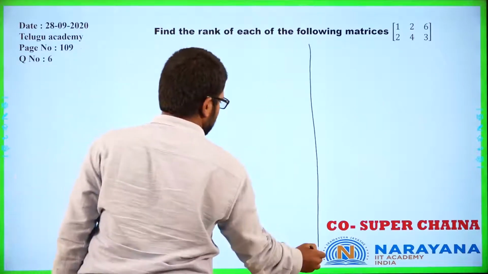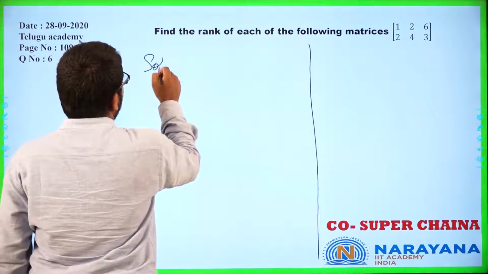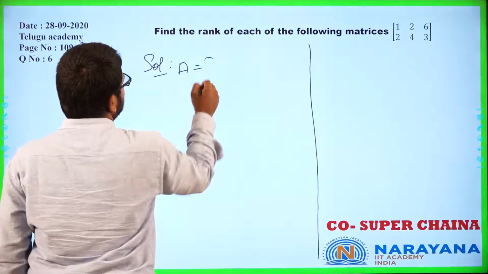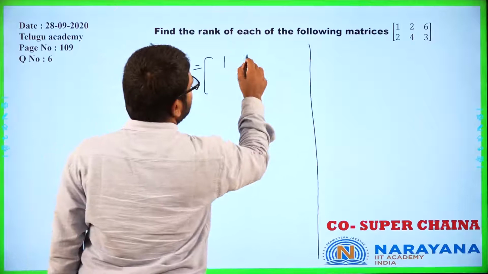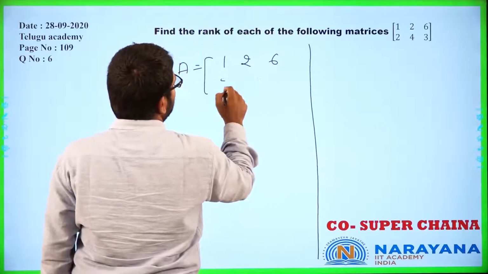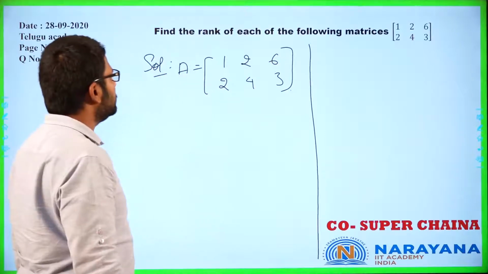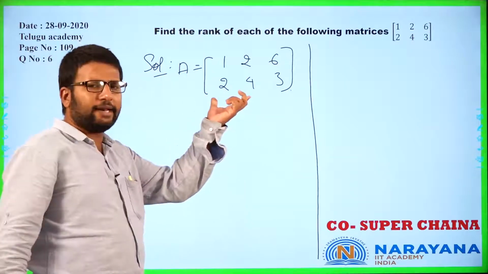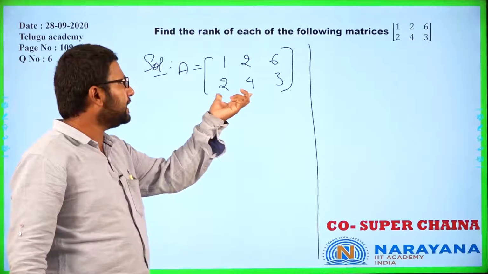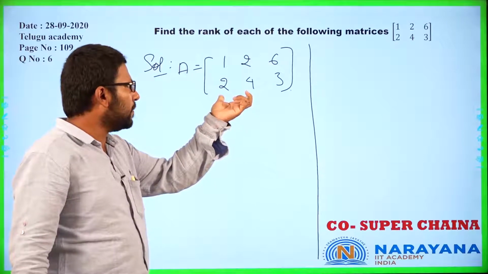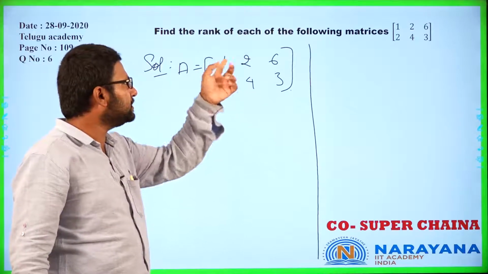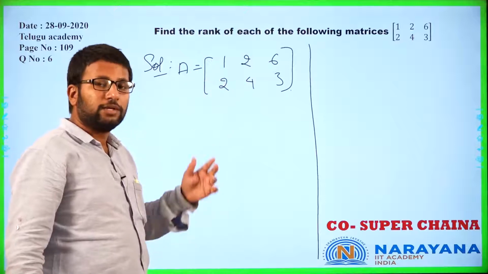Find the rank. Consider this matrix to be A: 1, 2, 6, 2, 4, 3. So this time, once again, rank has to be less than or equal to 2, and if I take these two columns, 1, 2, 2, 4, then the determinant is 4 minus 4, 0. So it is not helpful.